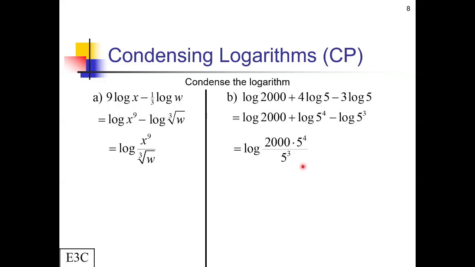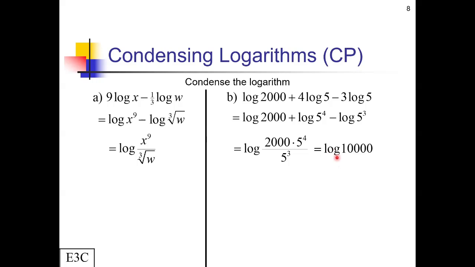We can simplify this a little bit. And before you reach for the calculator, let's use some exponent rules. 5 to the 4th divided by 5 to the 3rd. Subtract the exponents, right? So that's really just 5 to the 1st. 2,000 times 5 to the 1st is 10,000.